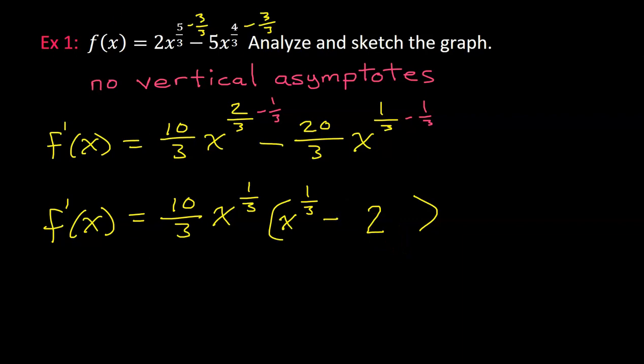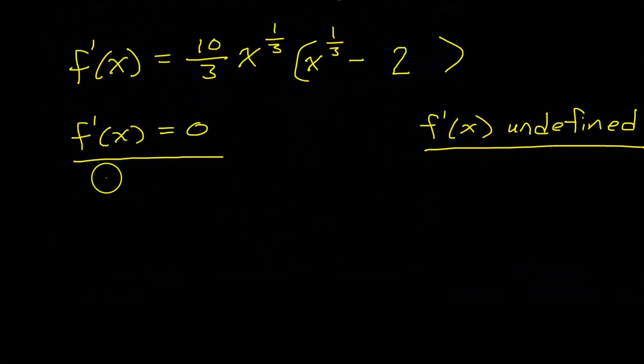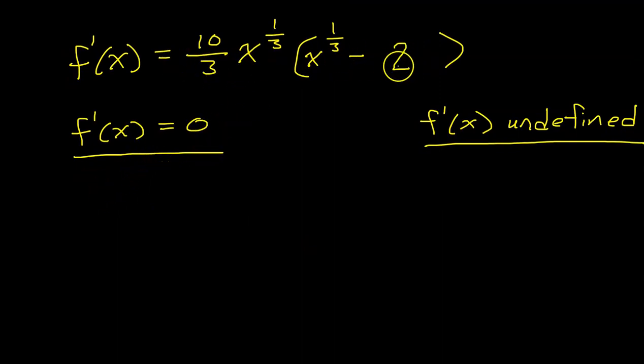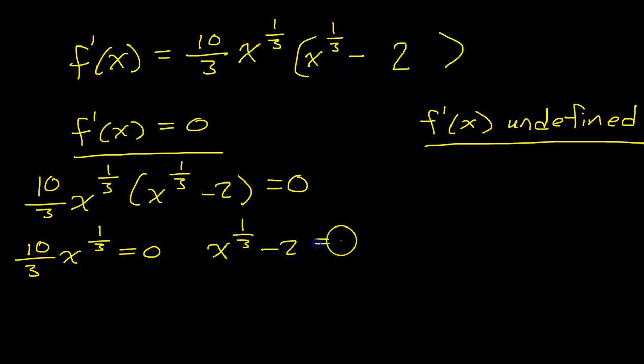So for the first derivative test, we need to find the critical numbers. And the critical numbers occur when the first derivative is equal to 0, or when the first derivative is undefined. Okay, so let's see where the first derivative is equal to 0 by simply setting this expression equal to 0. So that will give us 10 thirds, x to the 1/3 power times x to the 1/3 power minus 2 is equal to 0. Using the zero product property, I'm going to set each of these factors equal to 0. So I will have 10 thirds x to the 1/3 power equals 0. And I will have x to the 1/3 power minus 2 equals 0.